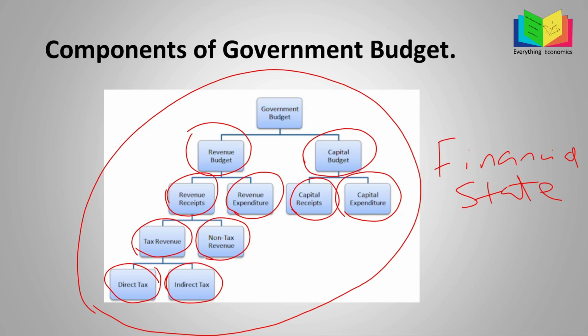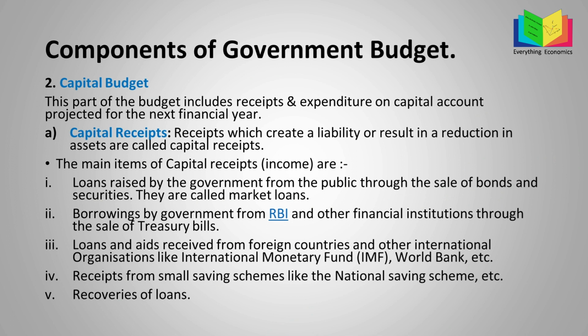On the other hand, we have the capital budget. Capital budget is further divided into capital receipts and capital expenditure. So we will discuss that part now. Capital budget: this part of the budget includes receipts and expenditure on capital account projected for the next financial year. The first part is capital receipts.